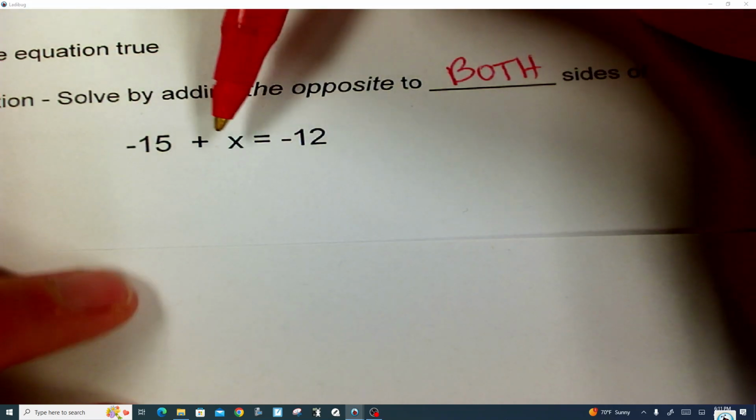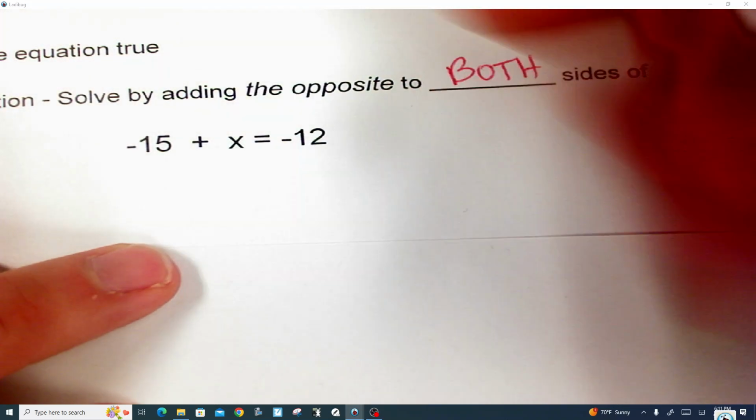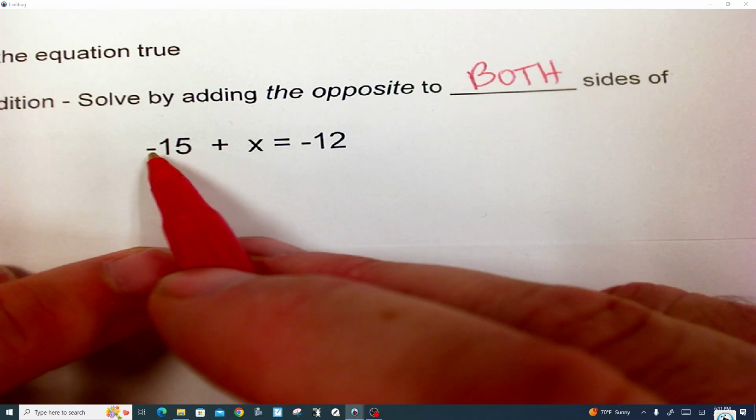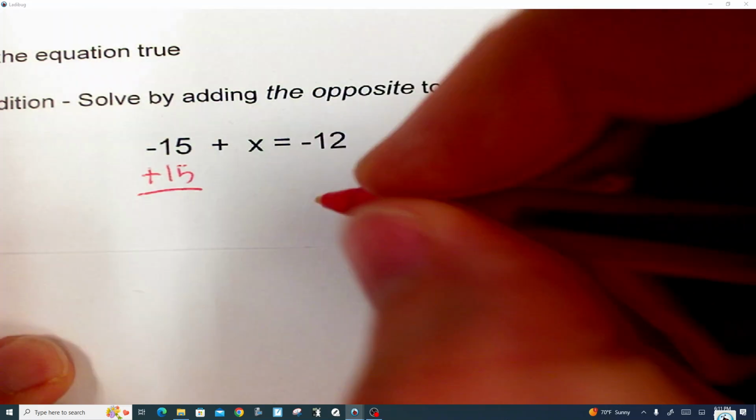Again, where is your variable? Isolate this variable. So we don't care about that side. How about we just go ahead and add the opposite? What is this number that's being added to x? Negative 15. So just add positive 15. And then go to the other side of the equal sign and do the exact same thing.